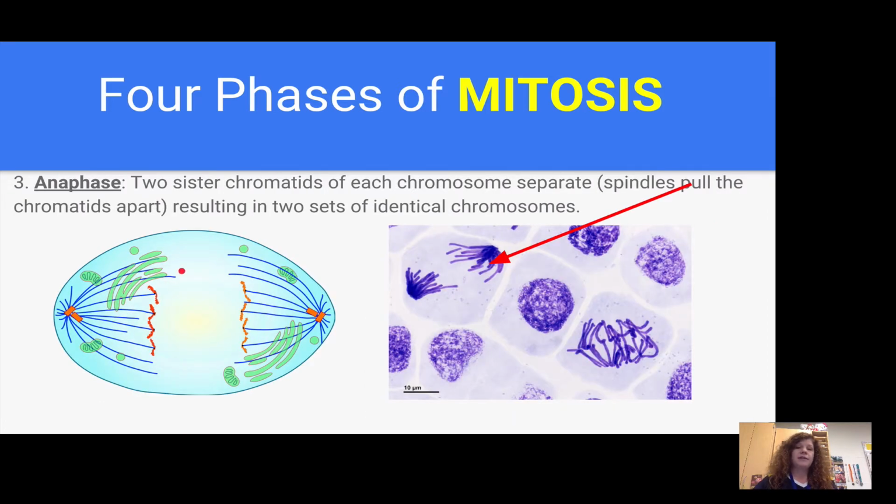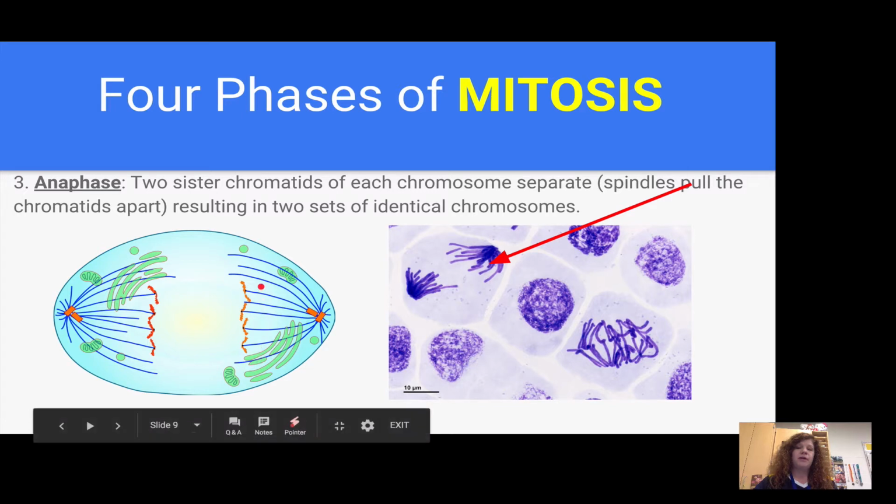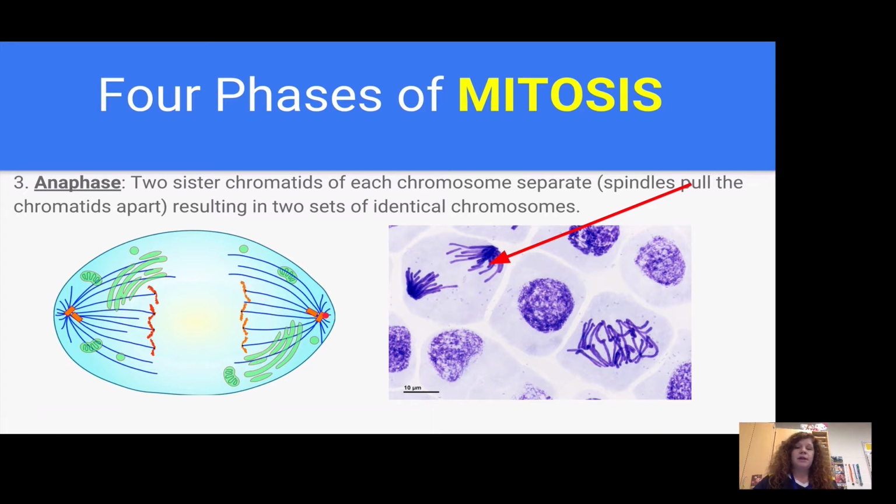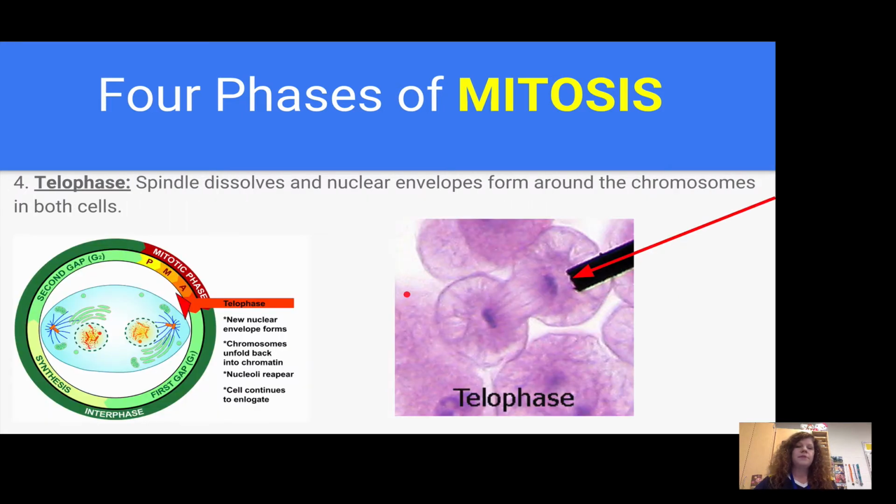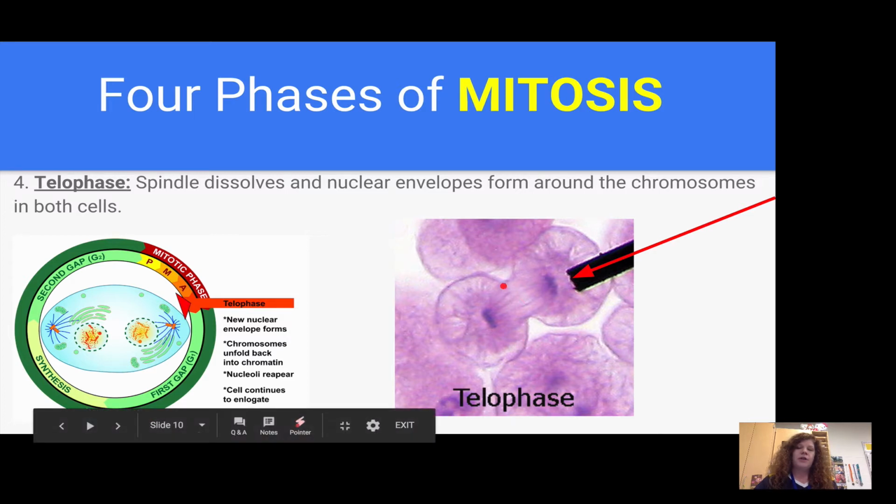In anaphase, the two sister chromatids are pulled apart to opposite ends of the cell, resulting in two identical chromosomes, and these spindles pull those chromosomes apart. Over here, you can see a real diagram of that. Telophase, the spindle fibers dissolve, and the nuclear envelopes form around the chromosomes. So we actually see what's called a cleavage furrow here as the cells begin to form two new cells, which will become your daughter cells.